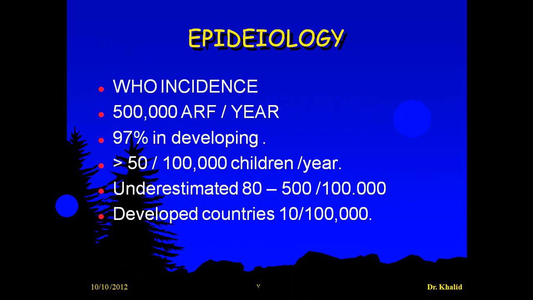97% are in the developing countries, more than 50 per 100,000 children per year. Really, this is underestimated. Some figures say it is 80 to 500, while in developed countries the number is very low, about 10 per 100,000 population.